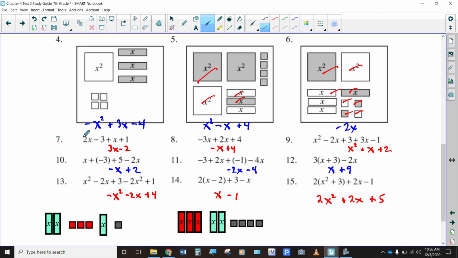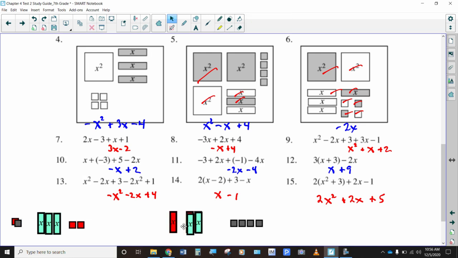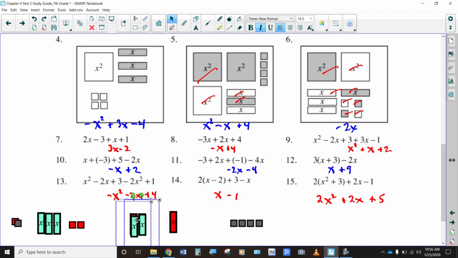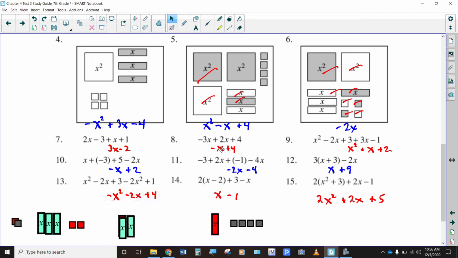So if I model 7, this is 2 x's plus a negative 3 or minus 3 plus x plus a positive 1. So when we rearrange these terms and put like terms together, and then you remove the zero pair that is there, that ends up being 3x plus a negative 2 or 3x minus 2. For problem 8, you got 3 negative x's, 2 positive x's, and 4 positive 1s. So when we combine our positives and negatives to form our zero pairs, those go away, leaving you with just 1 negative x and 4 positives being added together.